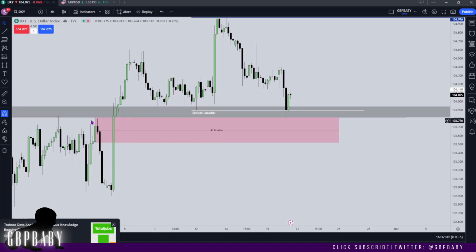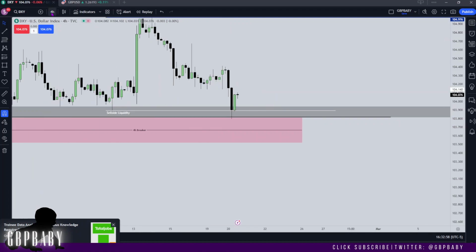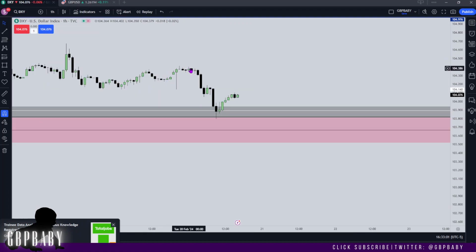But for now, I will keep my eyes set on this block, because it is a breaker block: low, high, lower low, and then we've broken higher. So it's the last up close candle before that down move. We can drop down to the 1 hour, and you'll see our price traded quite aggressively lower.